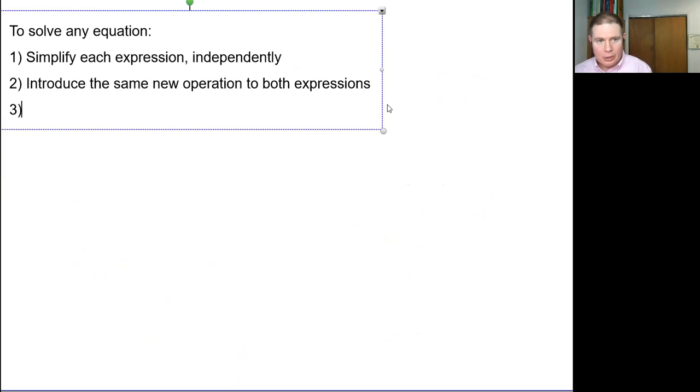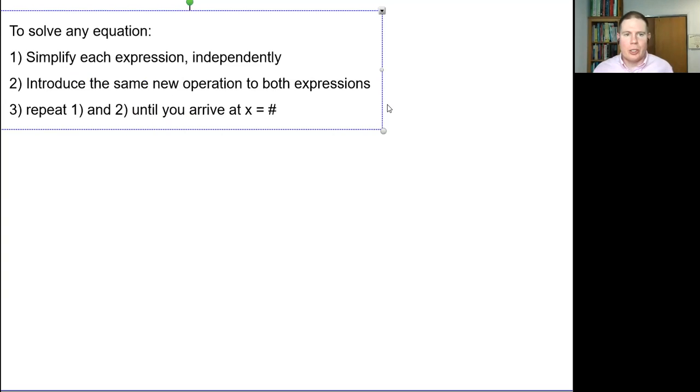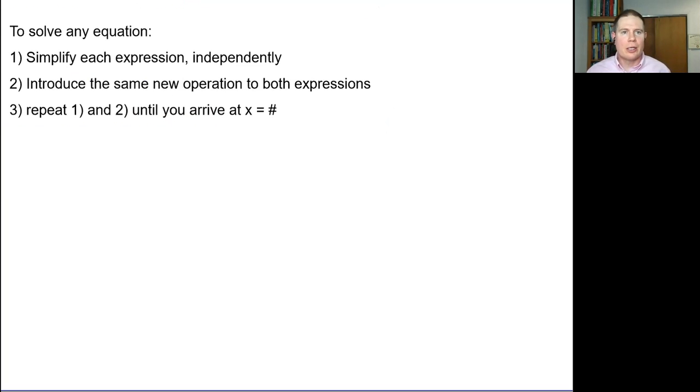So our third step is to repeat this whole process until we arrive at our variable, not always x, right, but usually x, until we arrive at x is equal to some number. That will give us the value that if we use it for x, will make the original equation true. So let's look at another example where we can see this on the screen here.